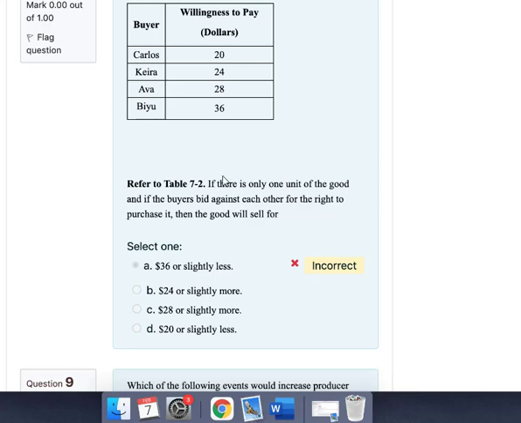Okay, Mitchell, if there's only one unit of the good and buyers bid against each other for the right to purchase it, the good will sell for slightly more than $28 because Ava can buy it for slightly more than 28. I'm sorry, what did I say? Ava? I mean, Bayou will buy it for slightly more than 28 because they're willing to pay 36. Ava's only willing to pay 28. The other two are not going to get it. So this person only has to pay a little bit more than this person to get it.